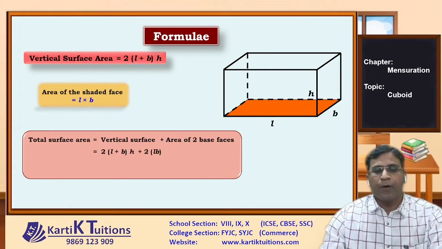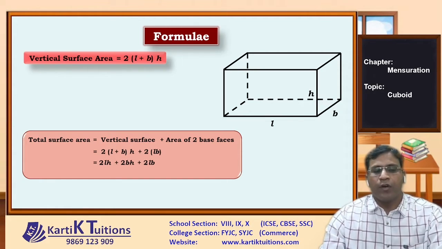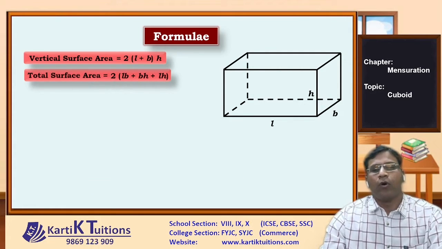Now here, let's multiply the 2 with the first bracket. So it becomes 2L plus 2B. And then we multiply H, so it becomes 2LH plus 2BH plus 2LB. Now in all these three terms, you can take 2 common. So basically you will get 2 into (LB plus BH plus LH). So this is the total surface area of a cuboid.